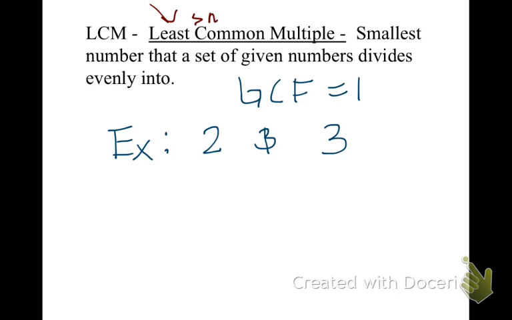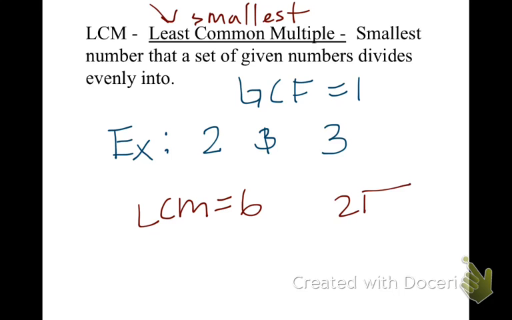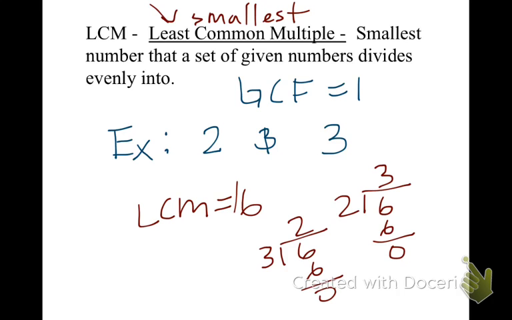Least means the smallest. So if I look at 3 and 2, my least common multiple would actually be 6. Why? Because 2 divides into 6, see, 3 times, and then 3 divides into 6 2 times. So 6 is a number that they can both divide into evenly. So make sure you have the definition of the least common multiple.